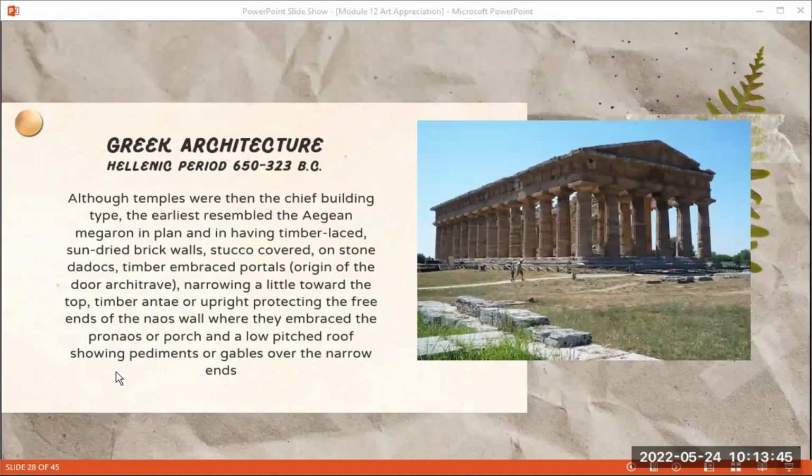The earliest resembled the Aegean megaron in plan, having a timber lace, sun-dried brick walls, stucco covered on stone, timbered embraced portals or the origin of the door architrave, narrowing a little toward the top, timber antae or uprights protecting the ends of the naos wall where they embrace the pronaos, and a low pitch roof showing pediments or gables over the narrow ends.